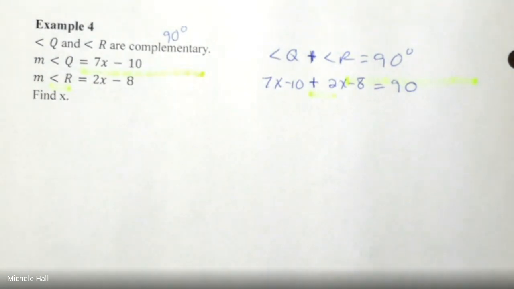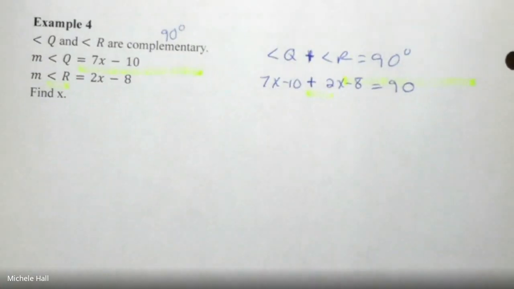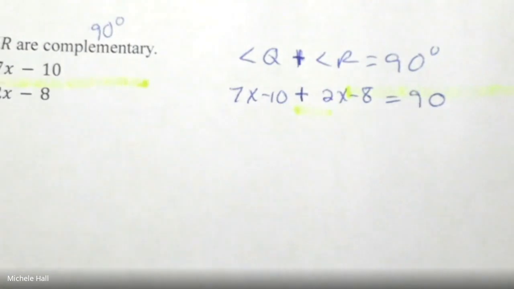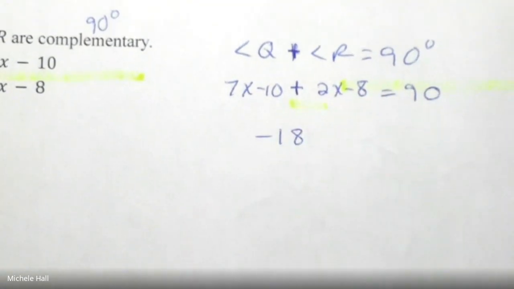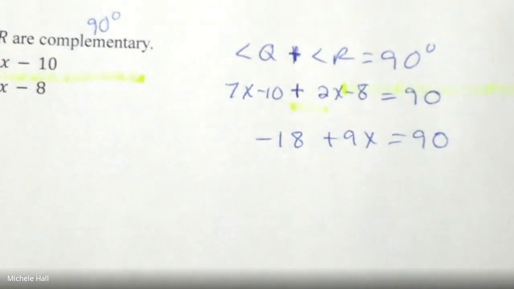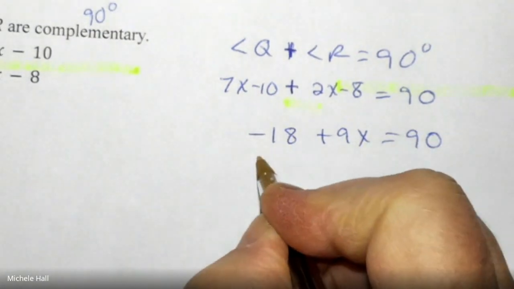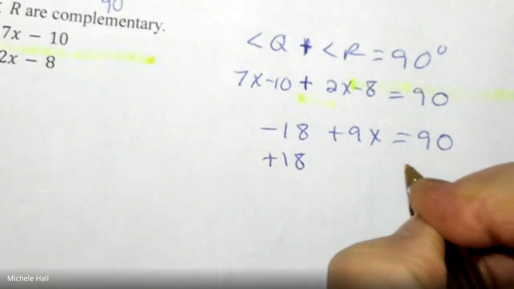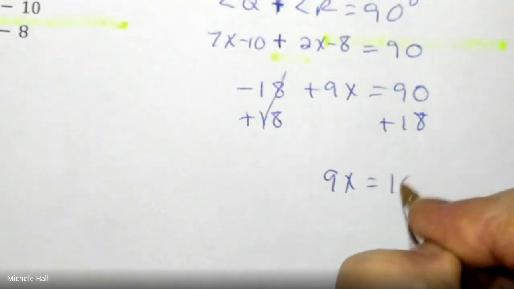Simplify and solve. Okay, tell me something to simplify. How much is negative 10 and negative 8? Good. And then I have 7x and 2x, which is a positive 9x. Keep solving. That's right, I'm going to the opposite sides. So the opposite of a negative 18 is a positive 18. Those cancel, and I have 9x equals 108.